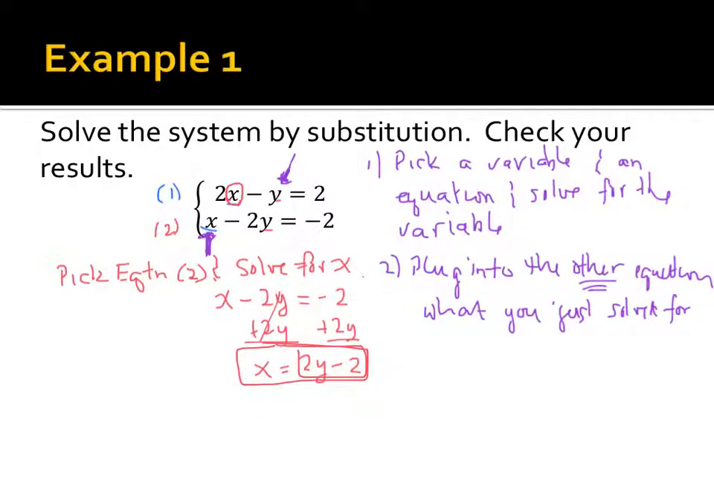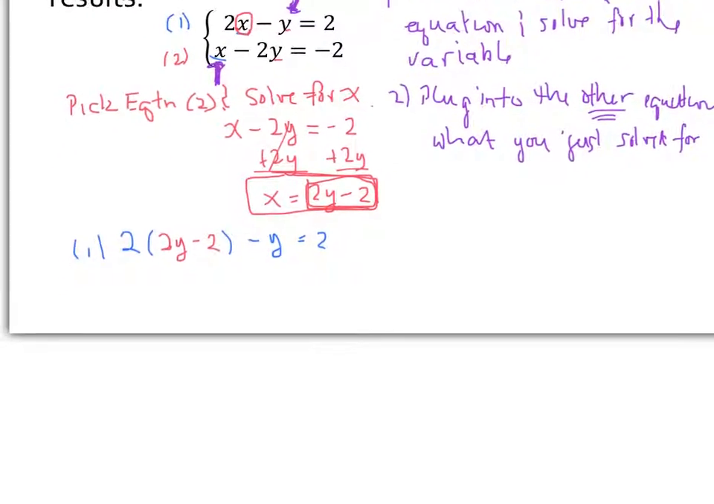And so I'll rewrite it like this. So here's my first equation. I'm going to have 2 times something minus y equals 2. And that something will be the 2y minus 2. That goes in here. Okay, why do I like this? Well, if you remember, on your first week in my class, this is what you were solving. This is the reason why I had you solve equations like this.